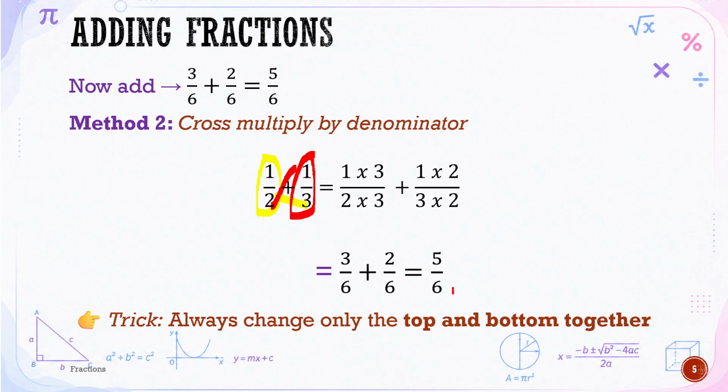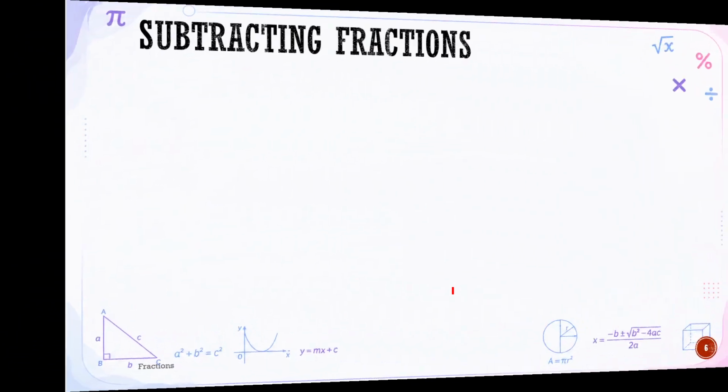So you have to make sure that you always change the top and bottom together, right? That's the trick. So you just have to make sure that you are changing both top and bottom together. Convert your fractions into fractions having same denominator, and then it makes it easy to add or subtract, right?